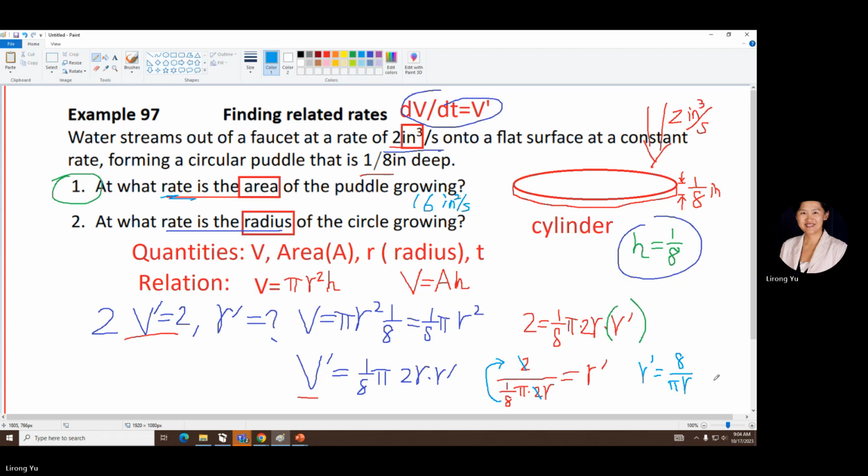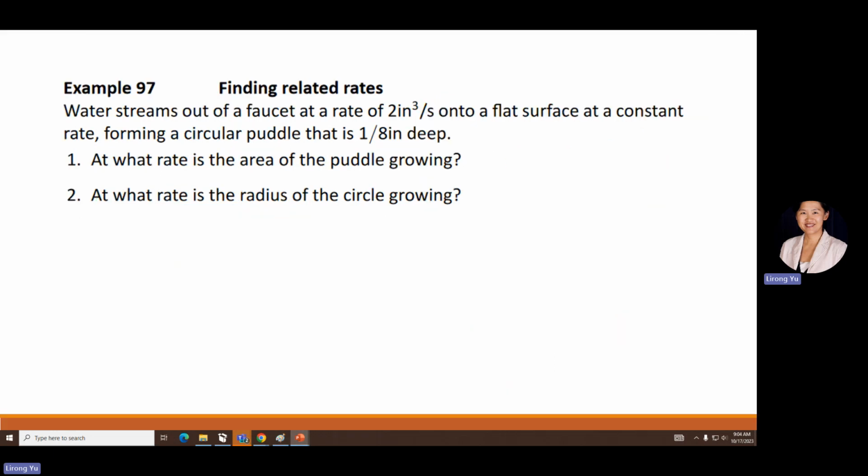Any questions? So this is one of the related rate questions. It does involve a certain amount of knowledge of the background, such as volume, radius, and area. This kind of information can be reviewed, or you can also search for the formula. A single formula will be all that it takes to find a relation.